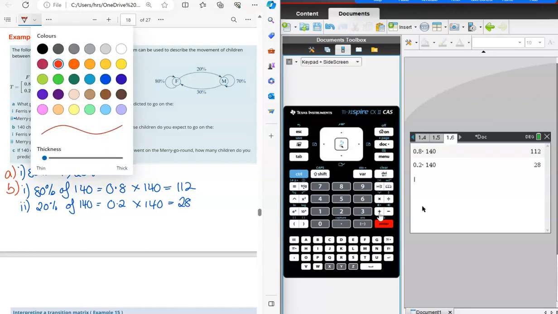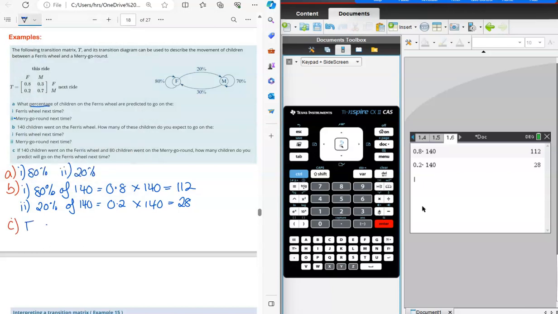So this is a little bit trickier because we've got to see who's going to go to the Ferris wheel. So remember, you've got the kids that will go Ferris wheel to Ferris wheel. So if you've got 140 at the Ferris wheel, then you're going to times it by the F to F, which was 80%. So that ends up being, we saw that was 112.